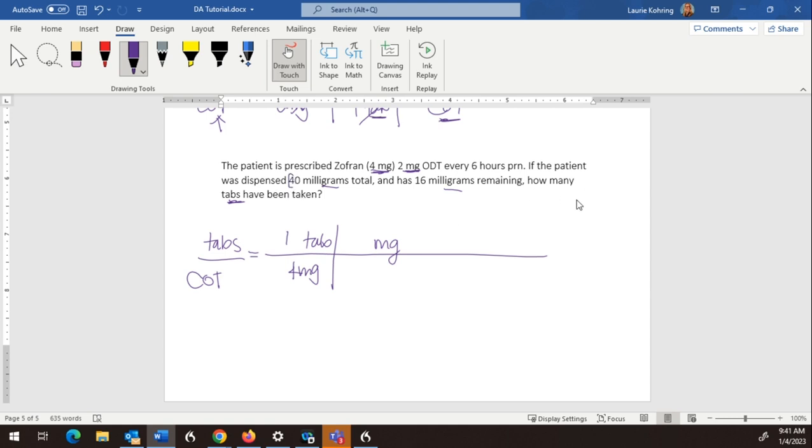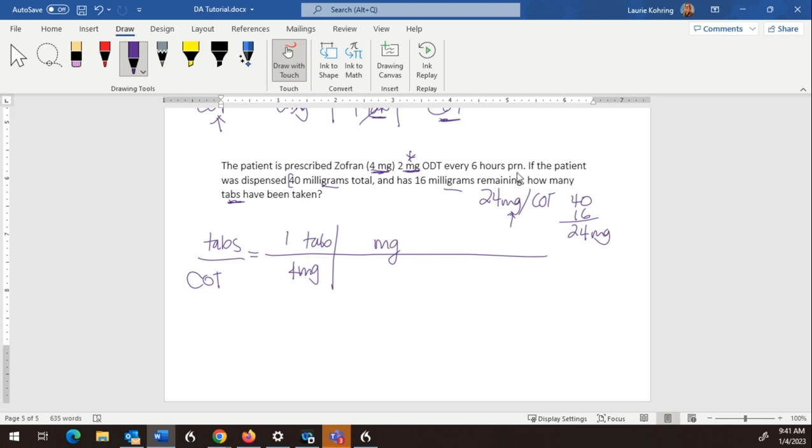So they were dispensed 40 milligrams and they have 16 milligrams remaining. So we have to figure out how many milligrams were actually taken. So we have to do 40 minus 16, and that'll give us 24 milligrams. All right, so we have 24 milligrams that were given over the course of treatment, it looks like. So now when we're looking at milligrams, we have milligram here and milligram there.